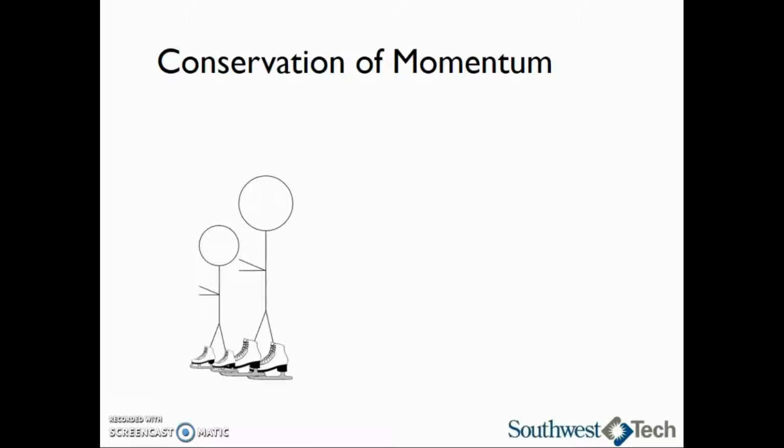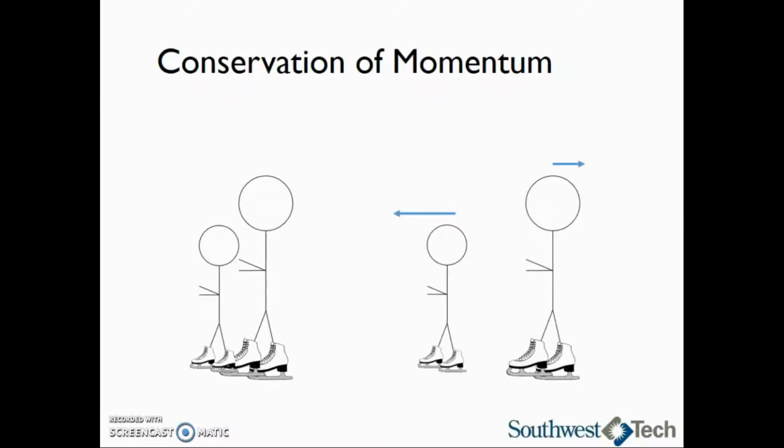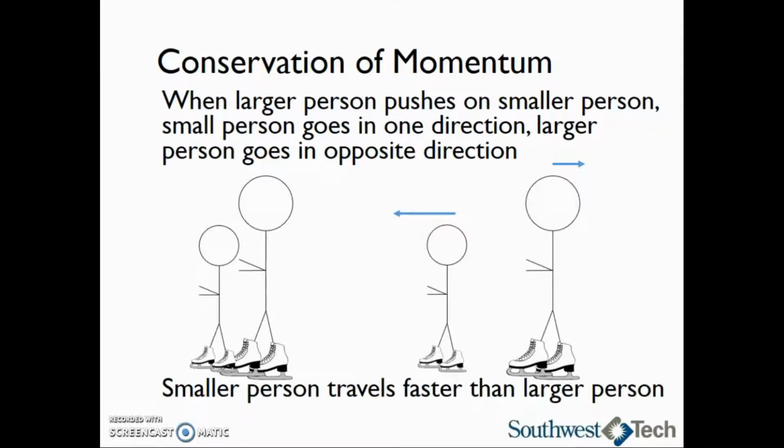Here we have an adult and a child on ice skates. The total momentum of the adult-child system is 0 since they are both initially at rest. Now, let's say the adult pushes the child. The child starts moving in one direction and the adult starts moving in the opposite direction. The child will travel at a faster velocity than the adult. The total momentum of the child-adult system is still going to be 0 because momentum is conserved. This is why the child with a smaller mass will travel faster than the adult with a larger mass.